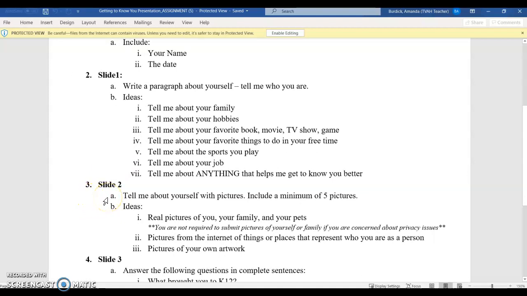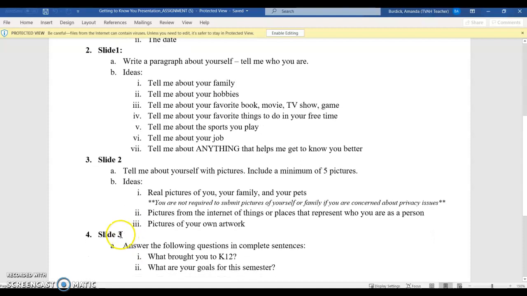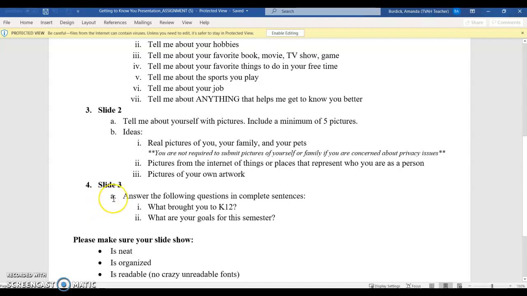You have to include a minimum of 5 pictures. They can be real pictures of you or your family, but they are not required to be real pictures. You can grab pictures from the internet of things or places that represent who you are as a person. You can also do pictures of your own artwork or things of that nature. The last slide is going to answer the following 2 questions. What brought you to K-12 and what are your goals for this semester?